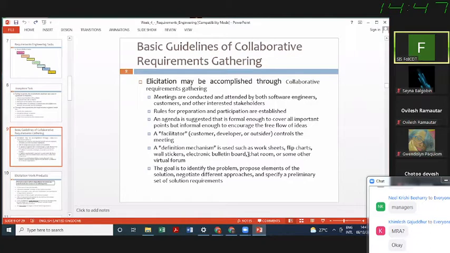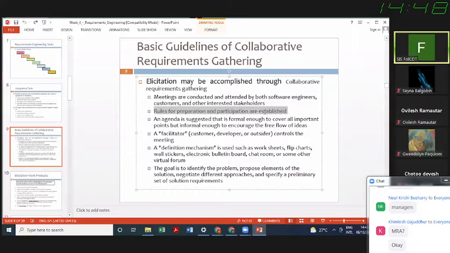So what we find from this slide is that elicitation may be accomplished through collaborative requirements gathering. So we find here a word which is requirements gathering. We really have to gather these requirements. Meetings are conducted, attended by software engineers, customers, and other interested stakeholders.